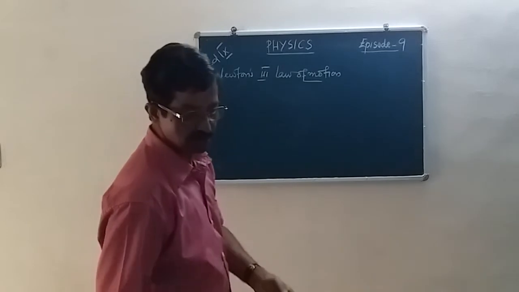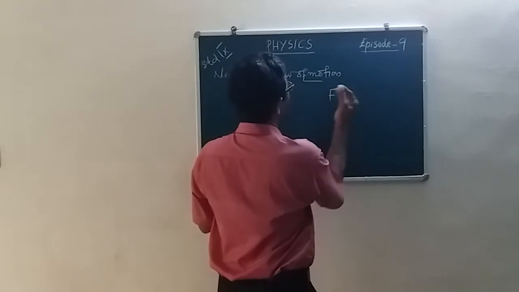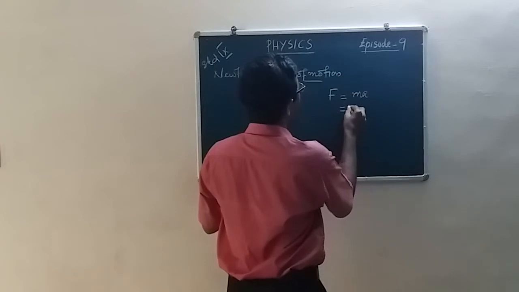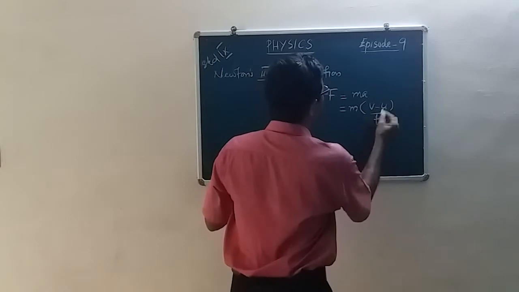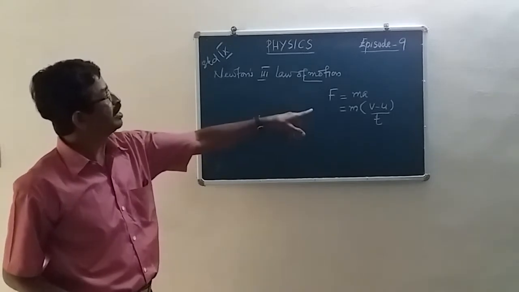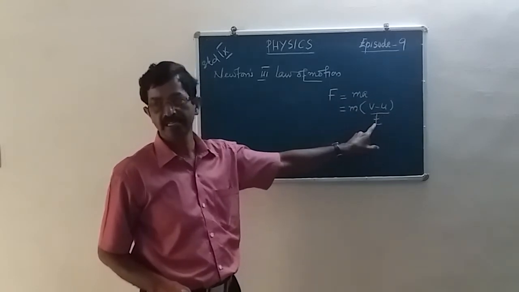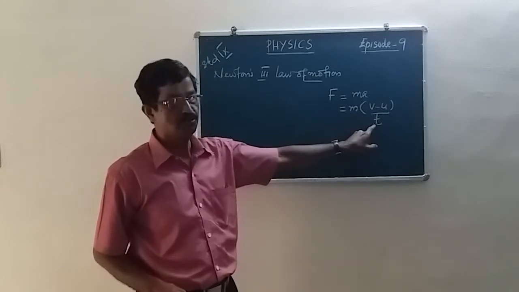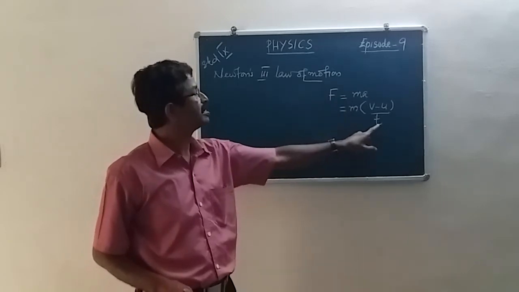the third law. Before that, from the second law, there is one more thing you want to remember. From the second law we know that F is equal to ma, where m into a is m into (v minus u) by t. F is equal to ma. In that, m into a is change in velocity by time. Here, we see how the rate of change of momentum, or force, is affected by time.